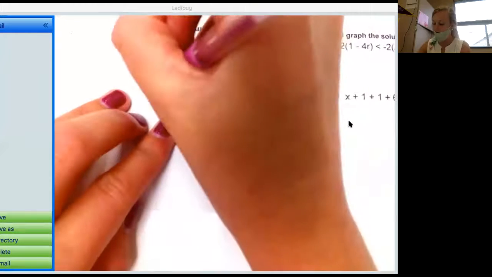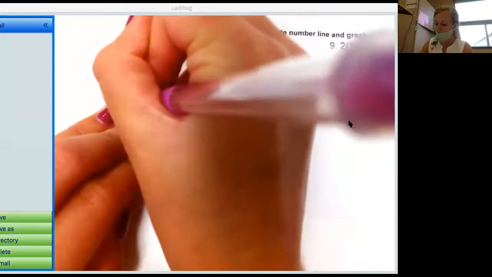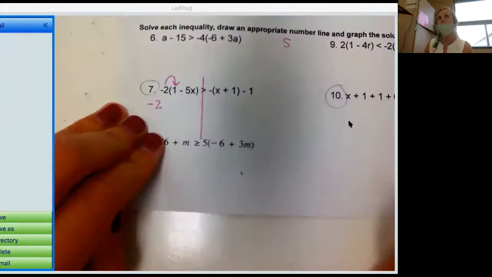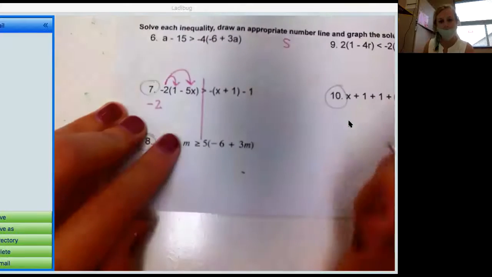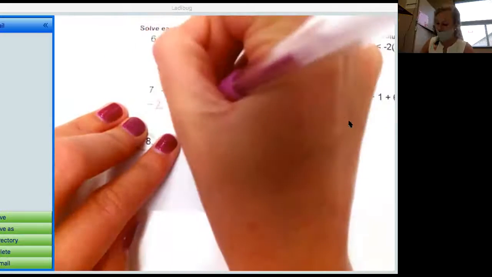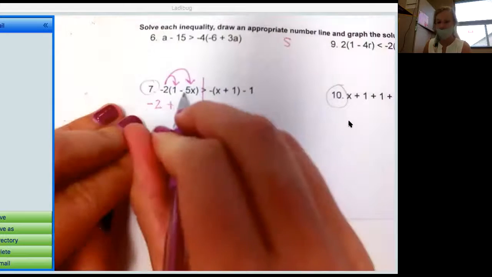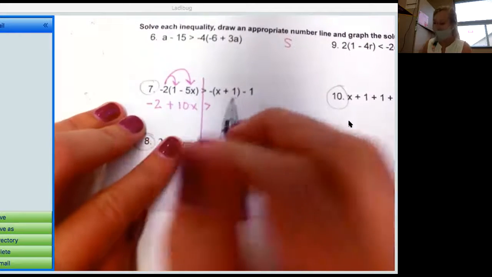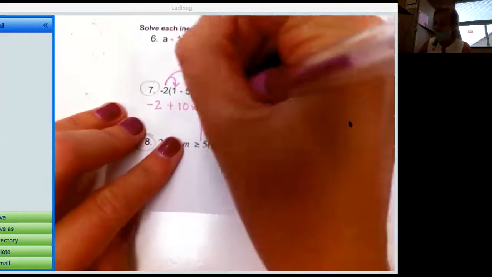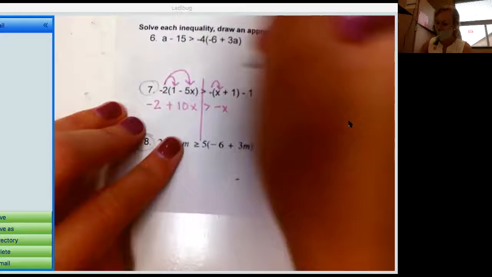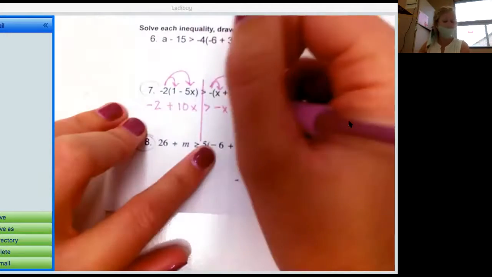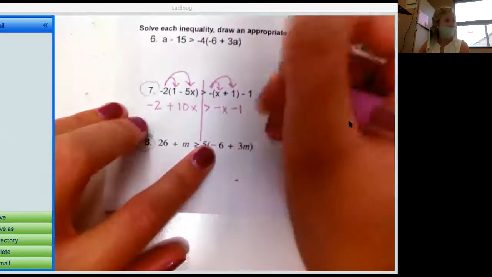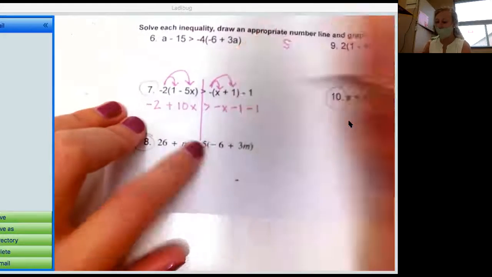Distribute, good. So -2 times 1 is -2, good. -2 times -5x? Positive 10x, right? Negative times negative makes positive. And then over here, negative times x is negative x. Negative times 1. You better park that phone. And then we have that -1 on the end, right?